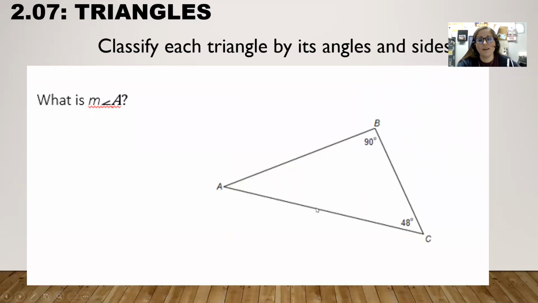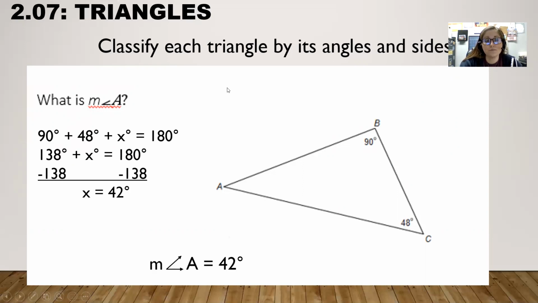What about this one? If we know that angle B is 90 degrees and angle C is 48 degrees, we want to figure out what angle A is going to be equal to. So we're going to do the same thing. We're going to do 90 plus 48. You can label angle A as X, set it as X for now because that's our unknown measurement.